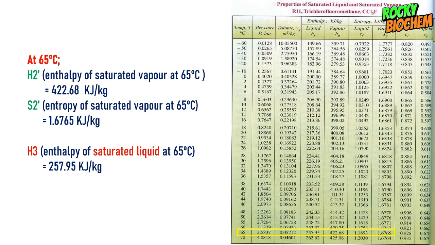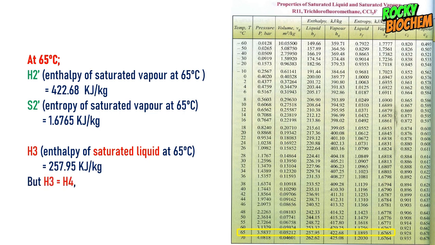Now for H3, H3 here represents the enthalpy of the saturated liquid. This is the only time we are mentioning liquid. Don't forget that when condensation occurred, the refrigerant now exists as a saturated liquid, and that is when it is entering the expansion valve. So we will look for the enthalpy value from the saturated liquid region, and we will get the value to be equal to 257.95 kilojoule per kilogram. And I hope you have not forgotten from the pressure enthalpy chart that the value of H3 was equal to that of H4.